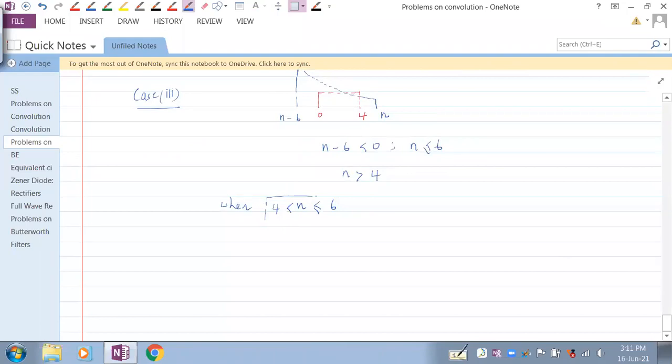So this is what we're going with the third. Now can you tell me the overlapping range in this particular case? So this is the overlapping range.